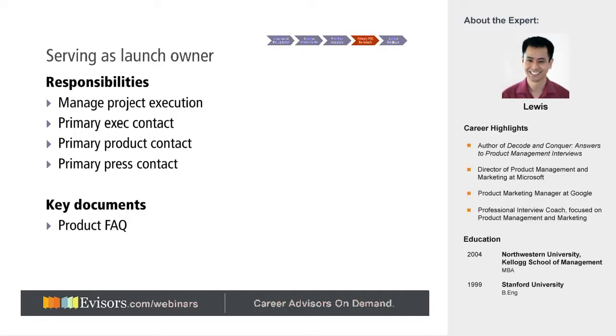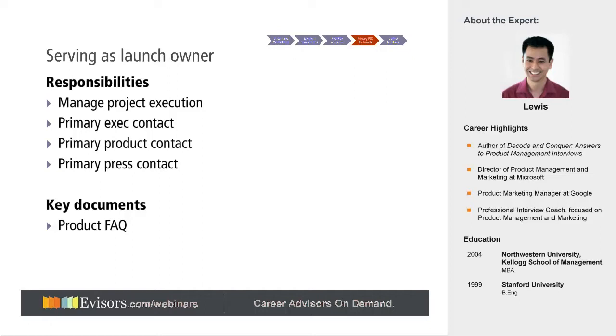You also serve as the primary executive contact. A lot of executives are going to be very, very curious about where the product lies in terms of ship dates. And you, as a product manager, you're usually the single throat to choke. You're the first person they're going to go and get some answers.